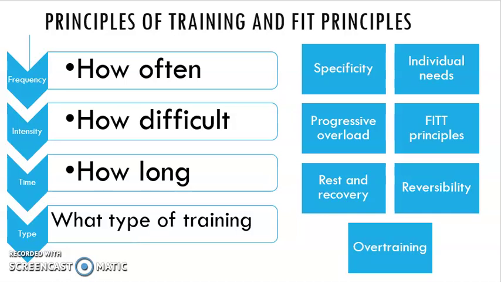Rest and recovery are the time we allow ourselves to recover and repair the damage that has been caused by training. Lastly, we have reversibility, which is where if we stop training, the adaptations will reverse. And overtraining, which is where we don't rest and recover enough, causing illness or injury.